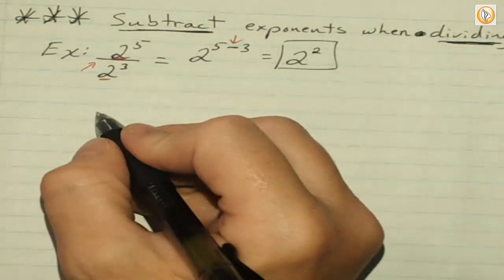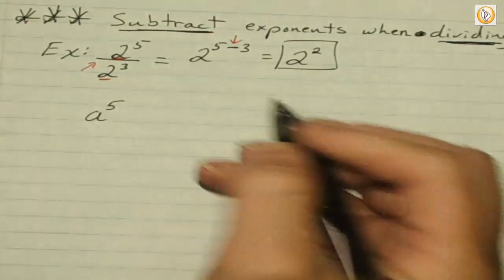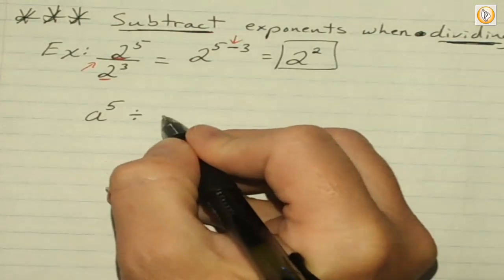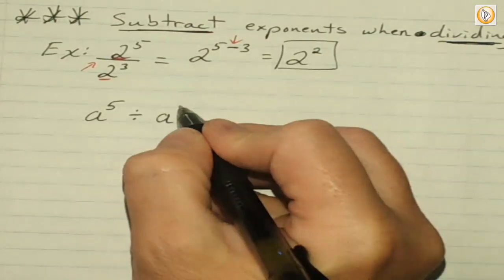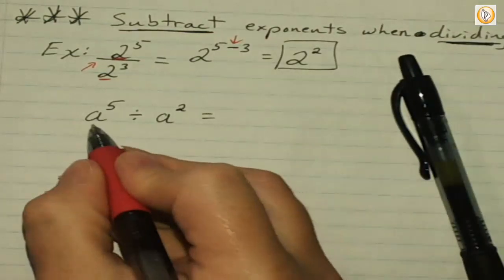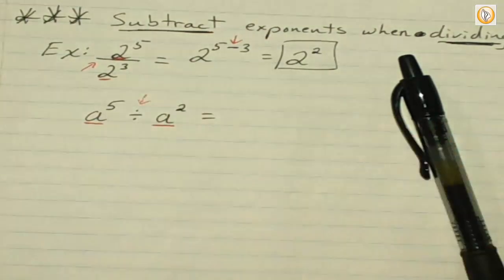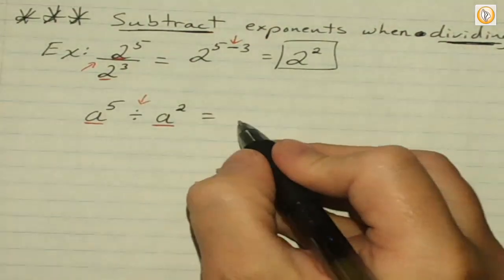That'd be like if I had a to the 5th power divided by a to the 2nd power. The bases are the same. We're dividing, so we subtract.